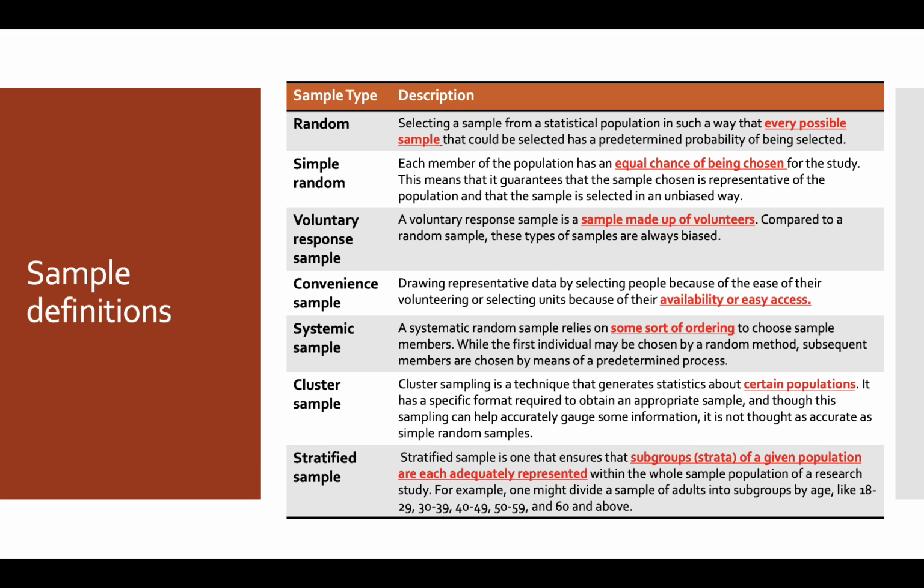Now, a voluntary response sample, which is often used in marketing, is a sample made up of volunteers, compared to a random sample. We're going to take people from a population that maybe have signed up to take surveys, or people have raised their hands and said, yes, I will do this. So voluntary response is very common in our discipline.